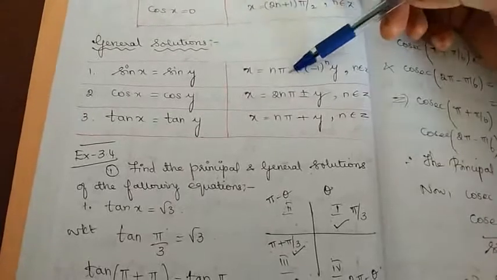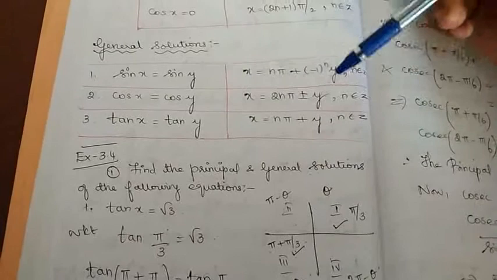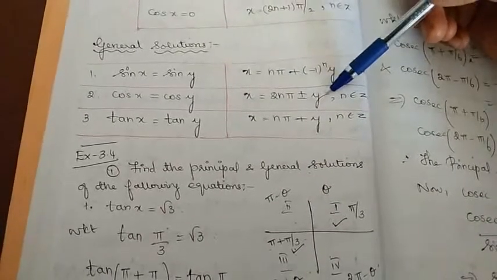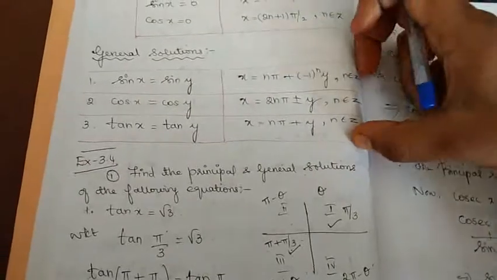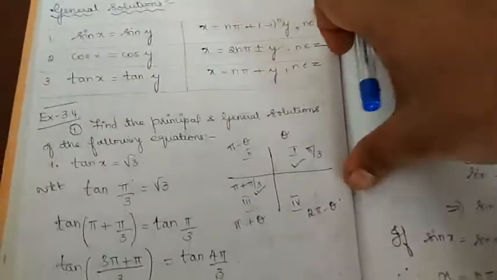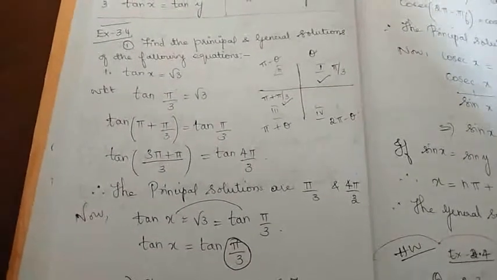For sin x = sin y, the general solution is x = nπ + (−1)^n y. For cos, it is x = 2nπ ± y. For tan, it is x = nπ + y. You have to remember these general solutions. So now let us see one example of how to find the principal and the general solution of the given equation.